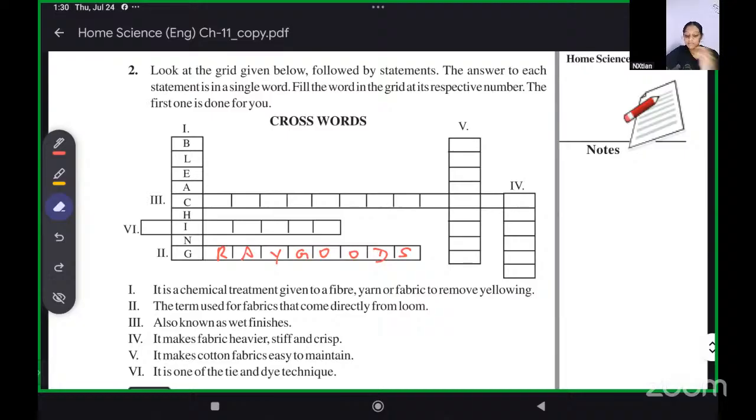For the third one, I wrote chemical finishes. Chemical finish, correct. I was a bit confused, but it's supposed to end on S because the fourth one is starch. Then you have the fourth one. What's the fourth one? Starch. Okay. Fifth one, Megan. I wrote wash and wear. Wash and wear is correct.